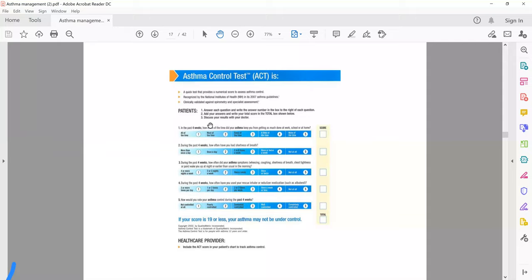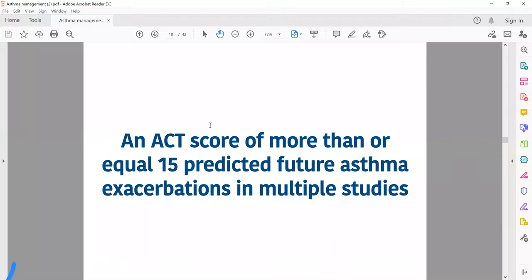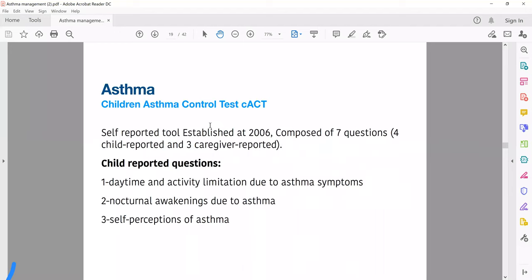This is an example, and it comes in a lot of forms, but this is a proper example. If the patient has 19 or less, that means the patient is not under control. There is a study that says if the patient has 15 in the asthma control test, the patient is predicted to have a future asthma exacerbation.